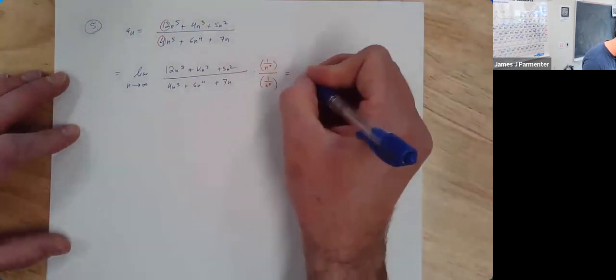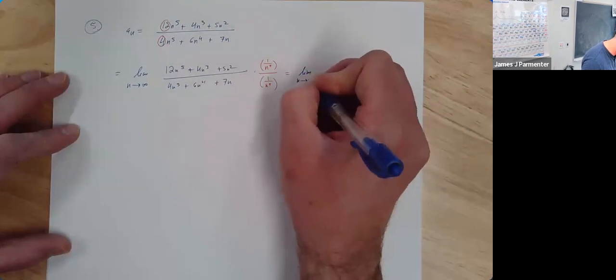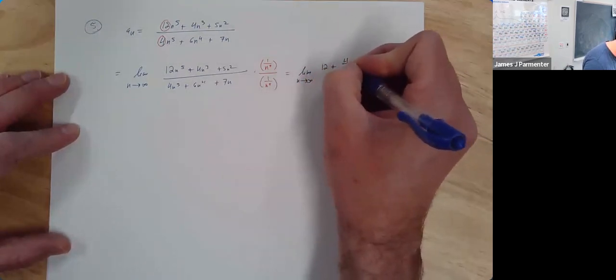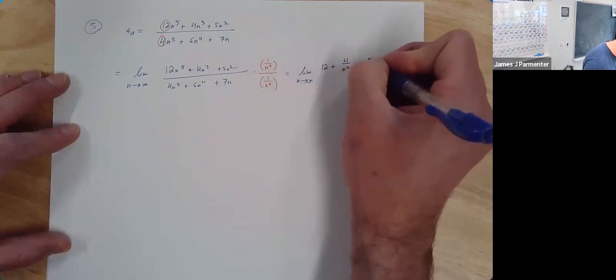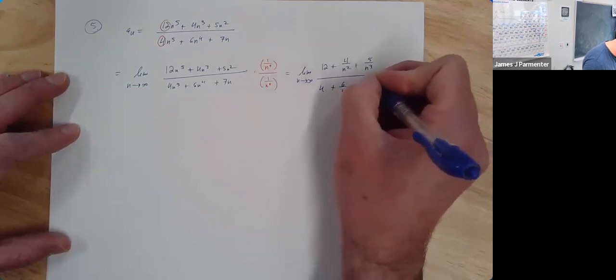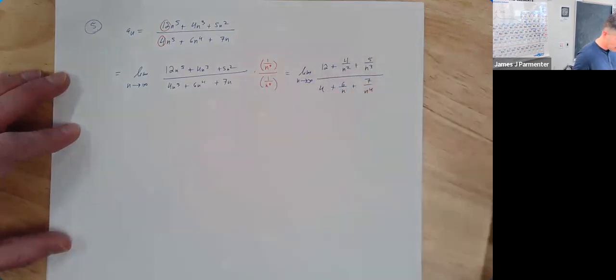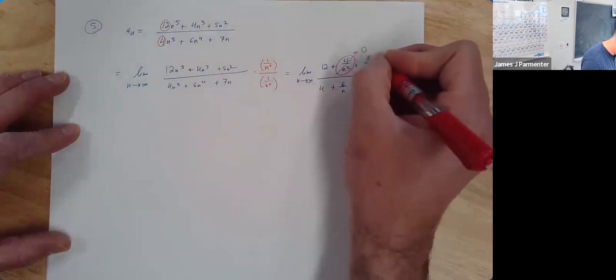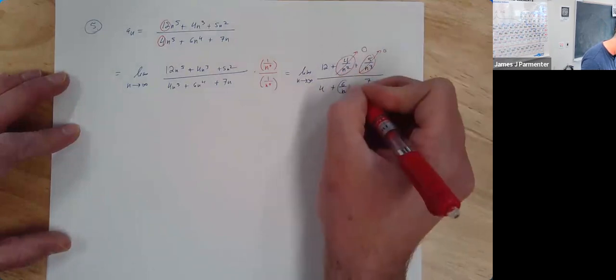We do that, we're going to get the limit as n goes to infinity of (12 + 4/n² + 5/n³) over (4 + 6/n + 7/n⁴). And each of these things that are being divided by n, as n gets really, really big, those all go to 0.